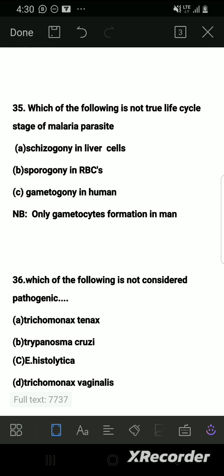Gametogony doesn't happen in humans. In malaria parasites it only happens in the mosquito, but the gametocyte formation, that is gamete formation, happens in humans.